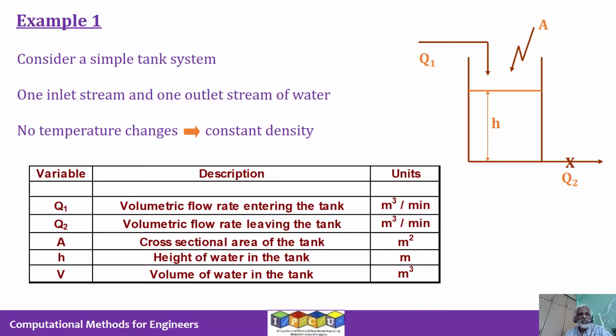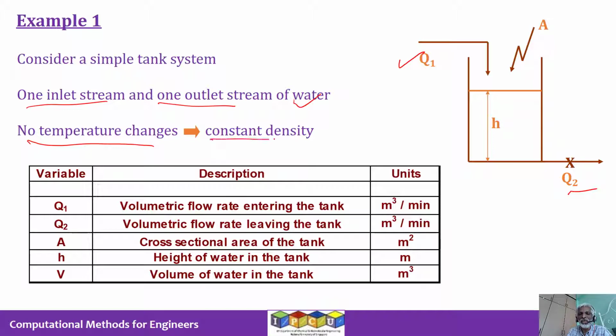Let's take a look at our first example, a very simple system where water flows in and out of a tank. The tank can be assumed to be of circular cross section, and some of the variables that are relevant to the system are highlighted in the figure there. What we have here is one inlet stream and one outlet stream of water, so simple water in the system, and we assume that there are no temperature changes.